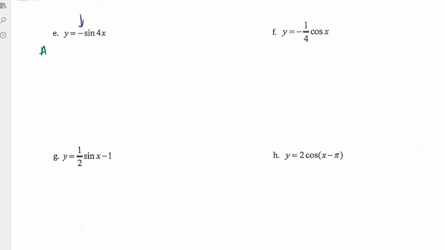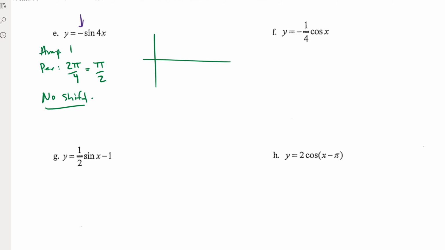So here we go. Amplitude is still 1. Period is 2 pi divided by 4, so pi halves. And this has no vertical shift and no phase shift. We'll get into those next. Okay, so then how do we do this one? We write pi over 2. That makes halfway pi over 4, pi over 8, and then this would be 3 pi over 8.